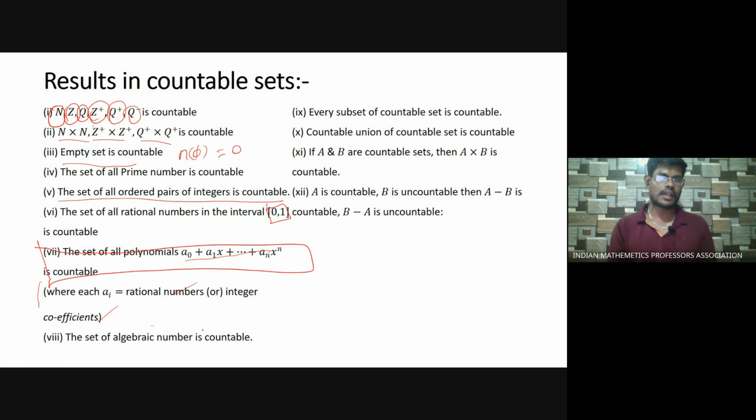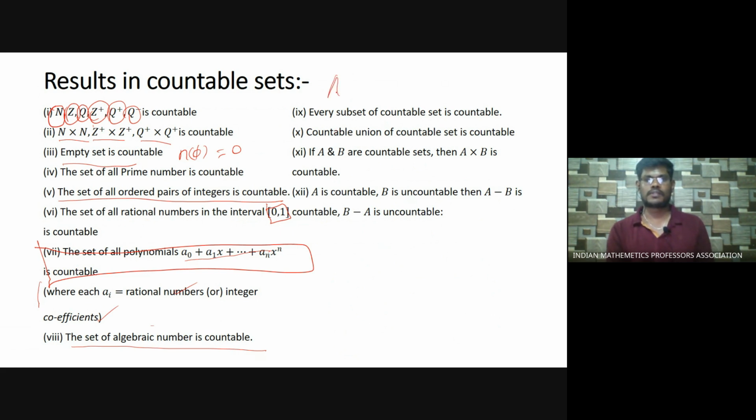And the eighth one: the set of all algebraic numbers is countable. This is also one of the important results. The set of all algebraic numbers is countable. And the ninth one: every subset of a countable set is countable. This is an obvious result. Suppose you have a set, then a subset of a countable set is also countable.